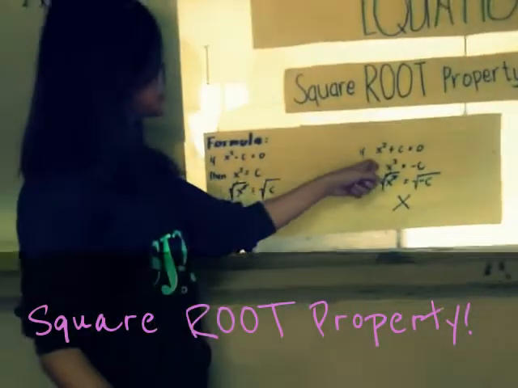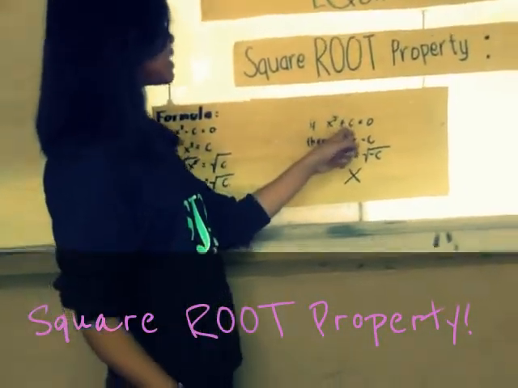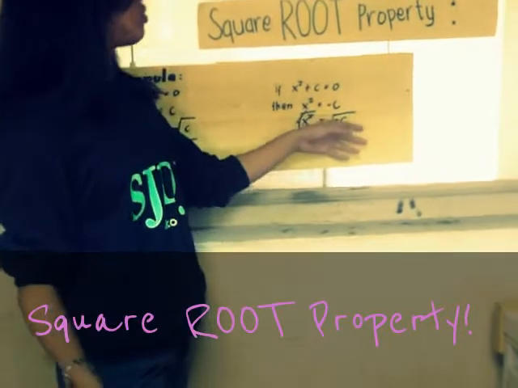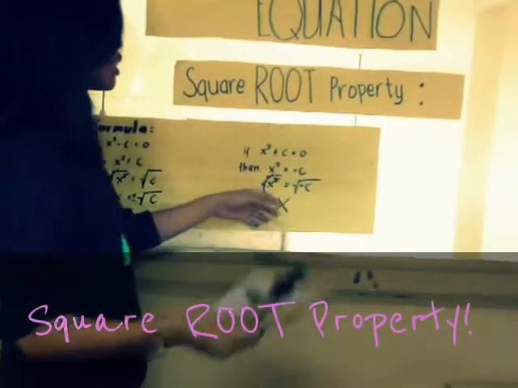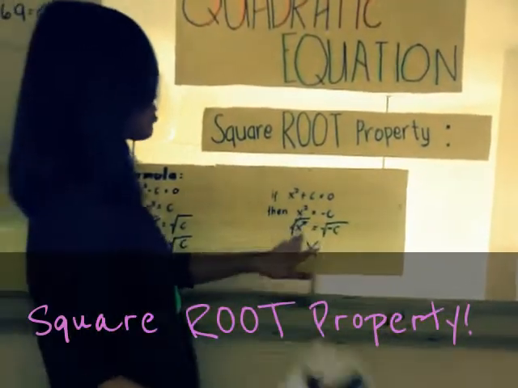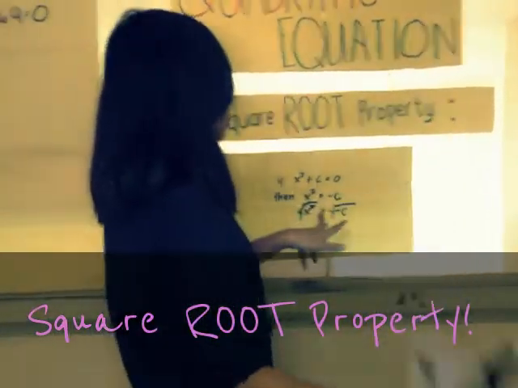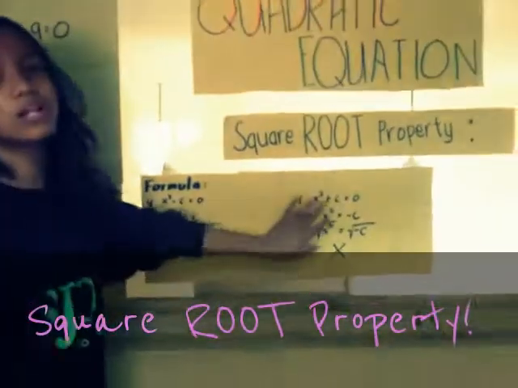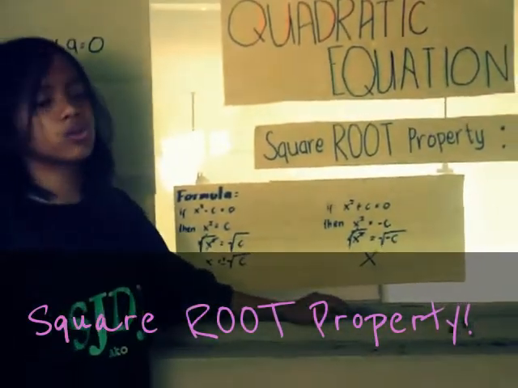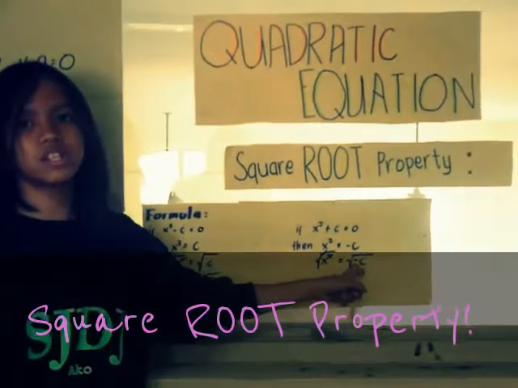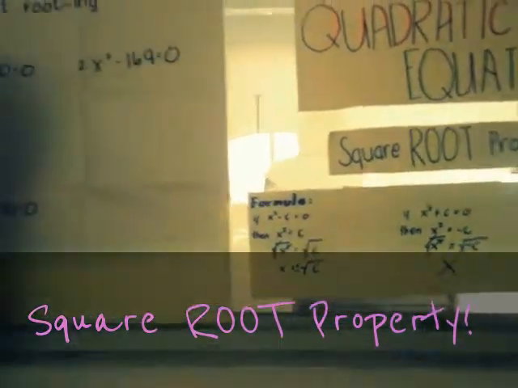Remember, if x squared plus c is equal to 0, then x squared is equal to negative c, and the square root of x squared is equal to the square root of negative c. It is not a square root property. The result will be no root since it is negative c. Examples.